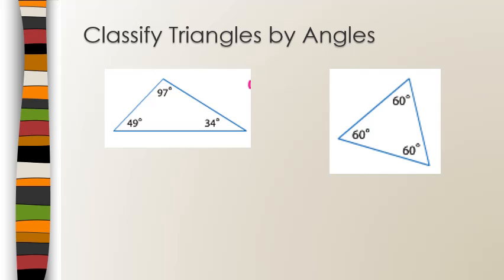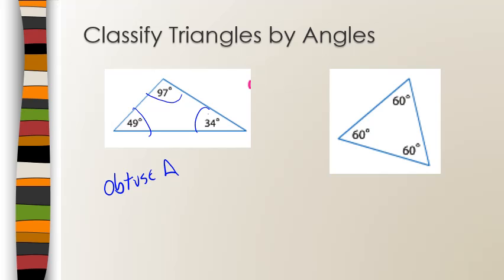So this first triangle over here to the left, let's see what we've got. I've got an angle here of 49. That's acute. I've got an angle here of 34. That's acute. But I've got an angle here that's 97. That's obtuse. And so classifying this triangle by the angles, this must be an obtuse triangle.